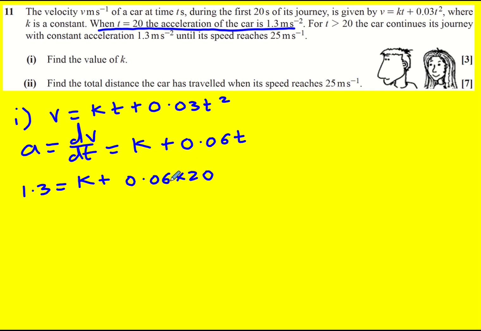You can put this in your calculator, but we can do it without. If you times by 10, you get 0.6. If you times by 2, you get 1.2. So k is equal to 0.1.